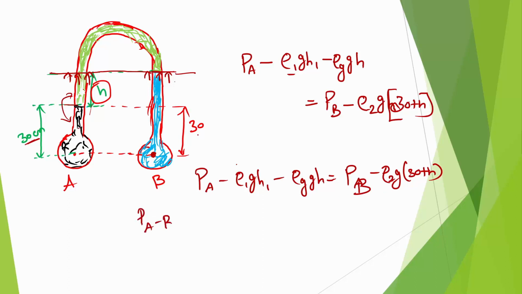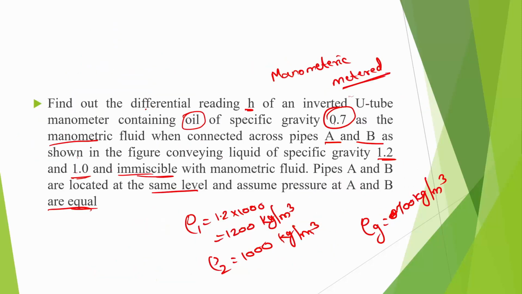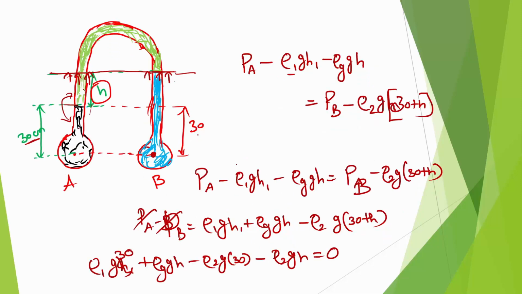PA minus PB is equal to, taking these to the other side, rho 1 g h1 plus rho G g h minus rho 2 g into 30 plus h. Now this can be cancelled. So rho 1 g h1 plus rho G g h minus rho 2 g into 30, this is also 30, minus rho 2 g h is equal to 0. This is my equation. Now my rho 1 is 1200, my rho 2 is 1000.